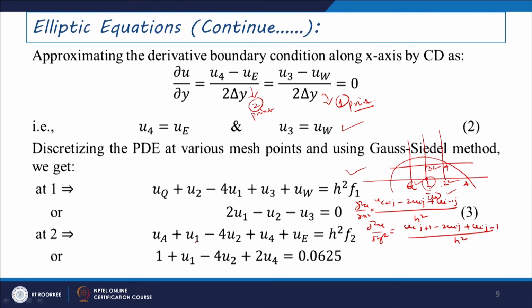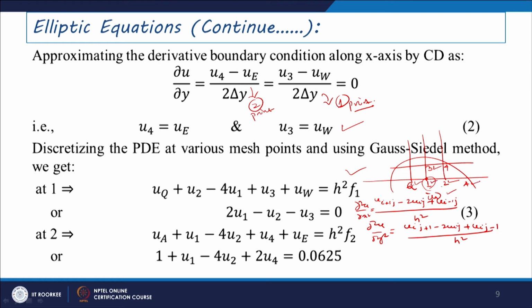So if we take the minus common here, then we can write 4 u1 minus 2 u2 minus 2 u3 equals 0. Again, if we take 2 common, we can write 2 u1 minus u2 minus u3 equals 0 there.